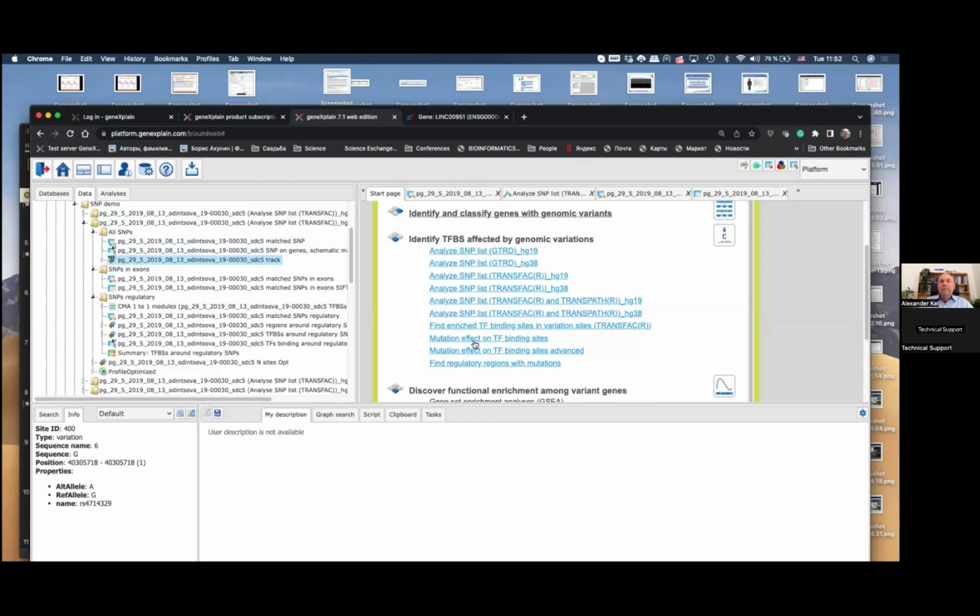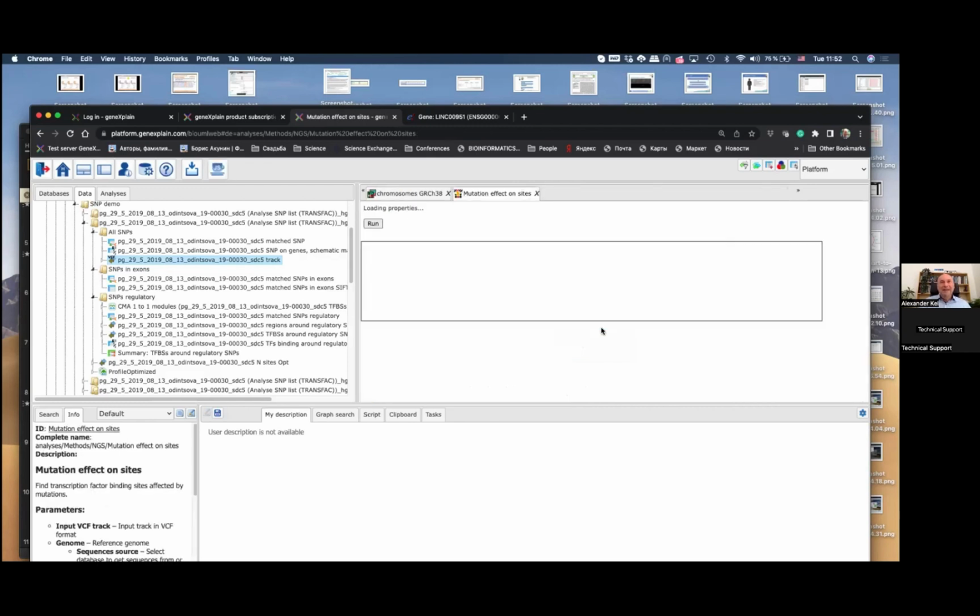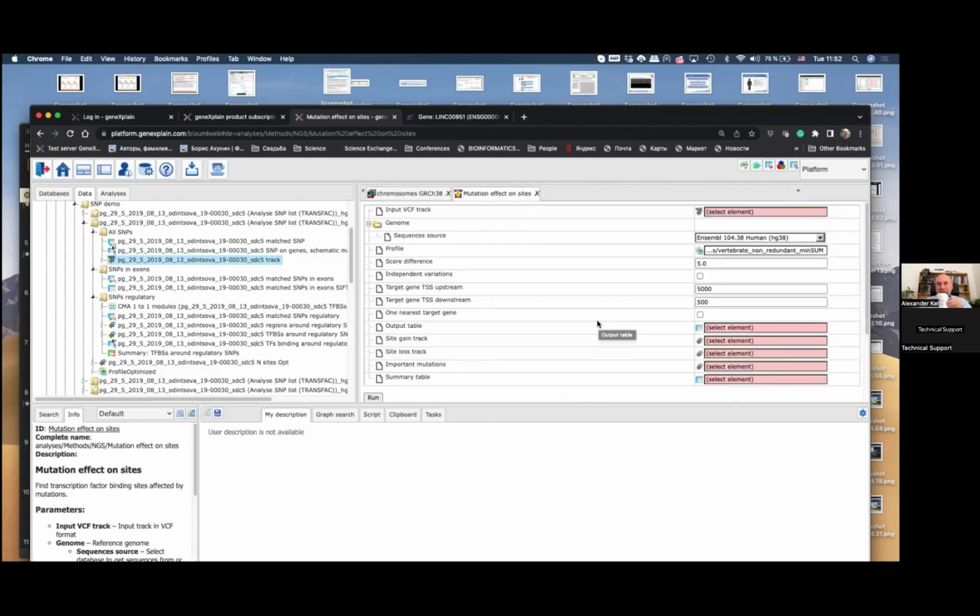It's called mutation effect on transcription factor binding. It's a very simple thing. So it has a different interface. And the input of that tool, which is important, is not just a list of SNPs, because they are RS numbers, but we have to put here the track, the already pre-computed track.